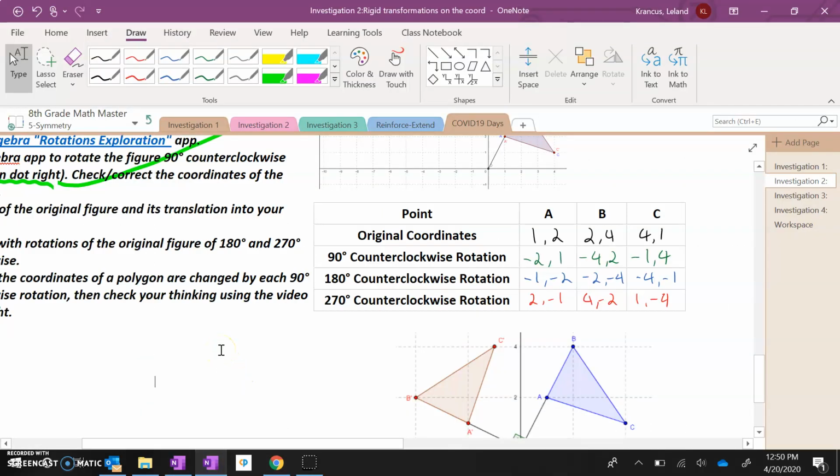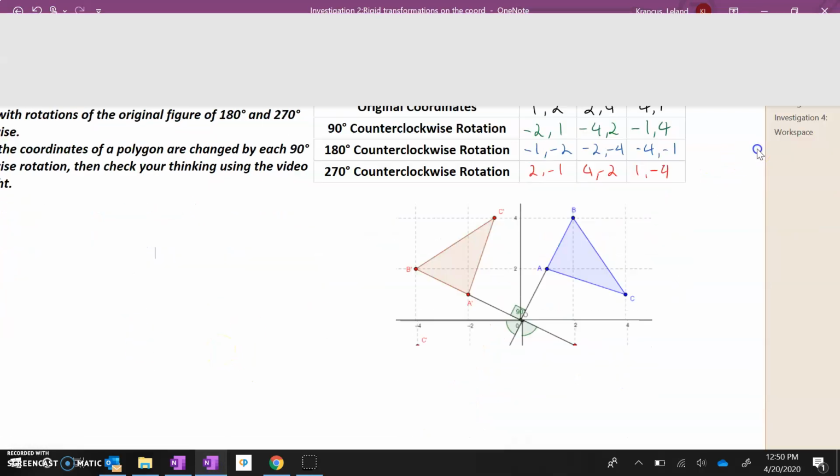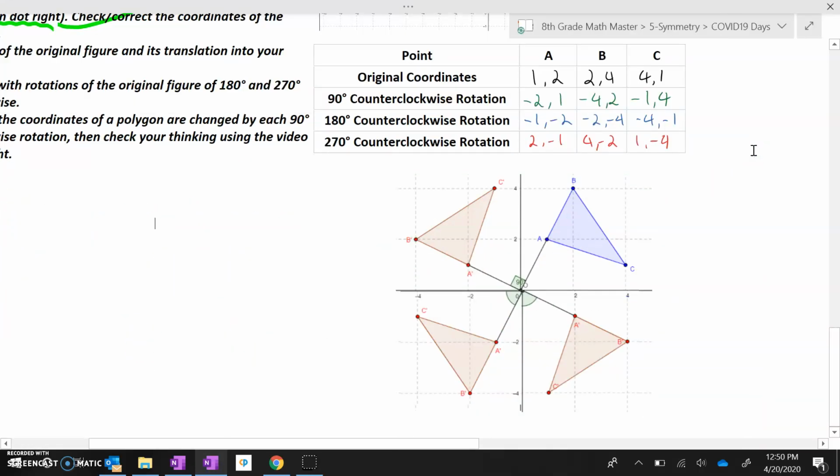So in OneNote, I kind of put these all together into one diagram so you can see each rotation, and you can check your work on your coordinate points using this data table. They were also listed in the GeoGebra app. And I just wanted to show, though, what's happening to the coordinates, if you didn't notice this, every time we rotate them another 90-degree angle.